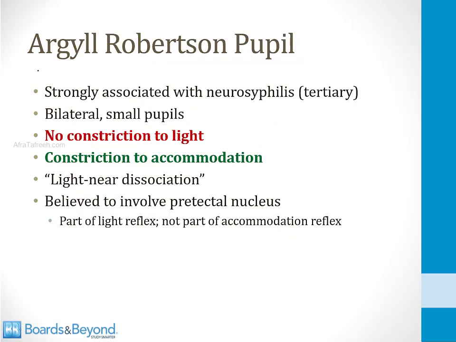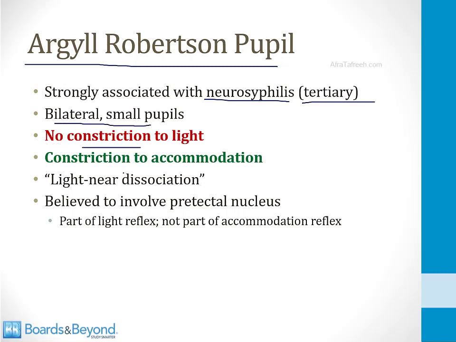One clinical correlation of the accommodation reflex that you should definitely know for your boards is the Argyll Robertson pupil. This is a finding that is strongly associated with neurosyphilis, which is a manifestation of tertiary syphilis. Patients who have neurosyphilis can develop bilateral small pupils that don't constrict to light, but they do constrict to accommodation. This is called light-near dissociation. This is believed to be because the syphilis infection can involve the pretectal nucleus, which is part of the light reflex, but not part of the accommodation reflex.